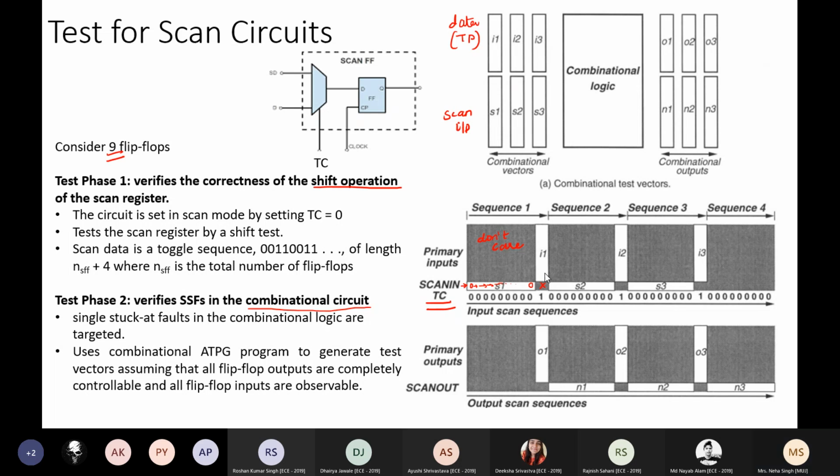Test vector I1 is given parallelly for all the primary inputs. I am giving a test serially as input, okay. So I am giving this parallel input I1.